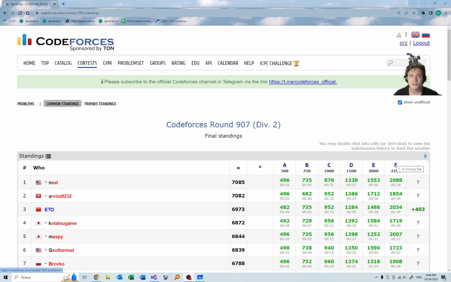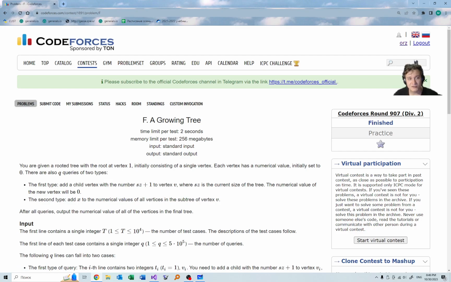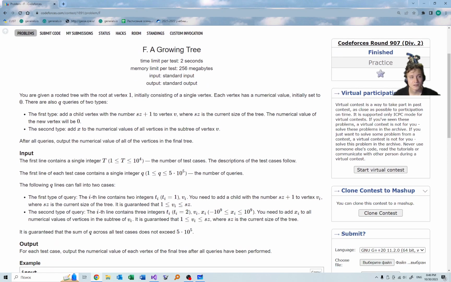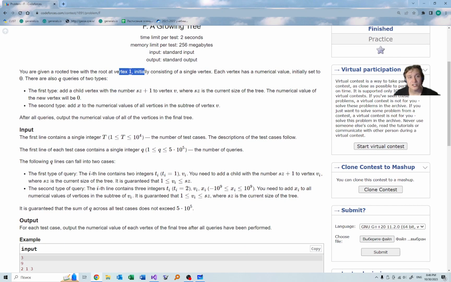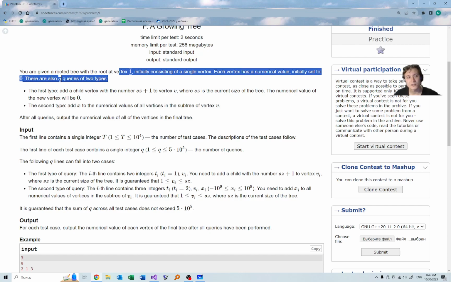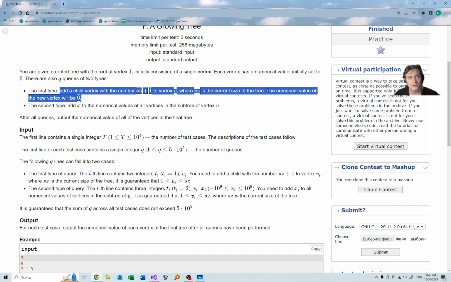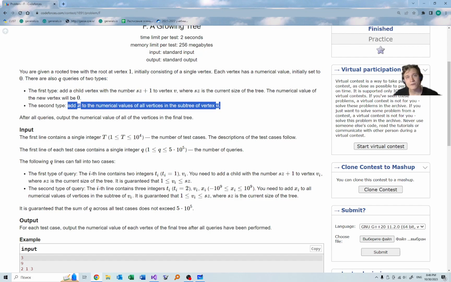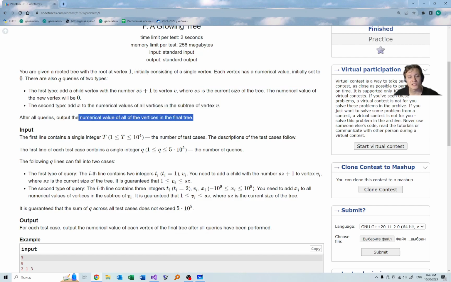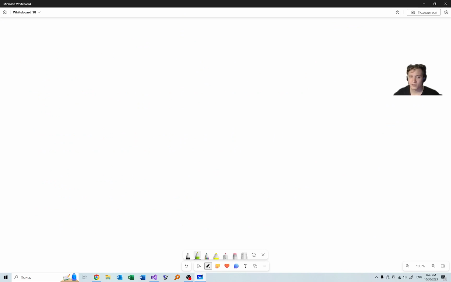Okay, I would like to explain problem F, A Growing Tree. We have a tree of a single vertex. We have two operations: add a child to some vertex, and add x to a vertex and its subtree. We want to find the numerical value of all vertices in the final tree.